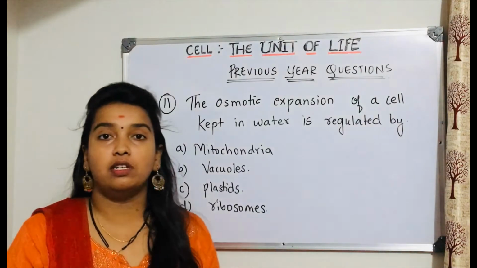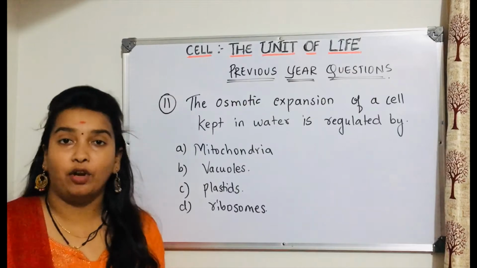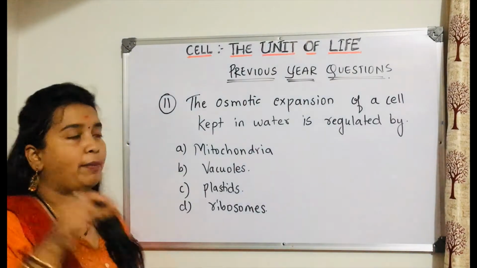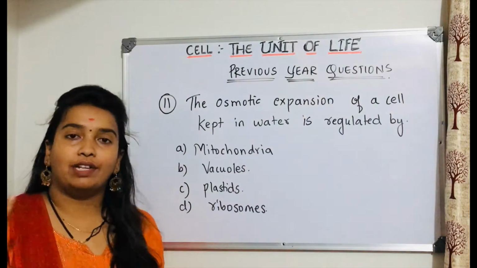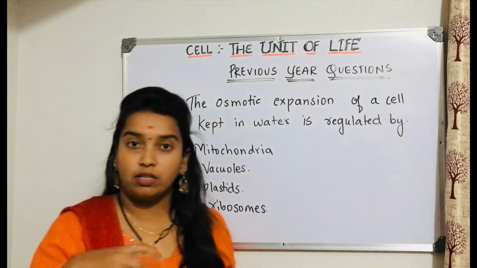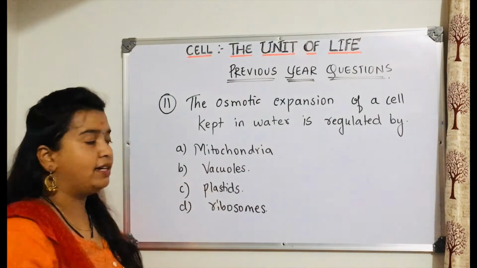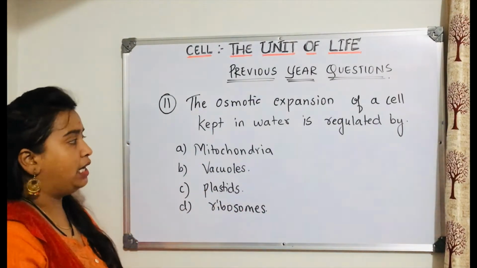Okay. Next question is what? The osmotic expansion of a cell kept in water is regulated by. So whenever you keep a cell in water, osmosis will happen. You know that. Now, osmosis, that is regulated by expansion of cell or something that is regulated by mitochondria, vacuole, plastid, and ribosomes. So think properly.